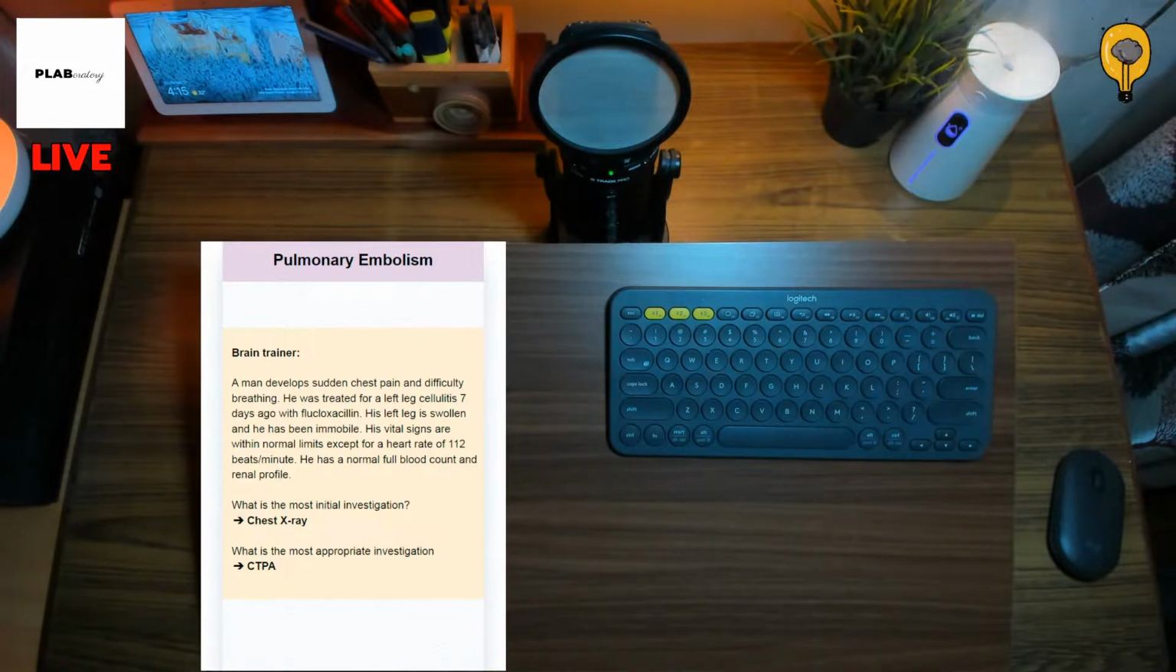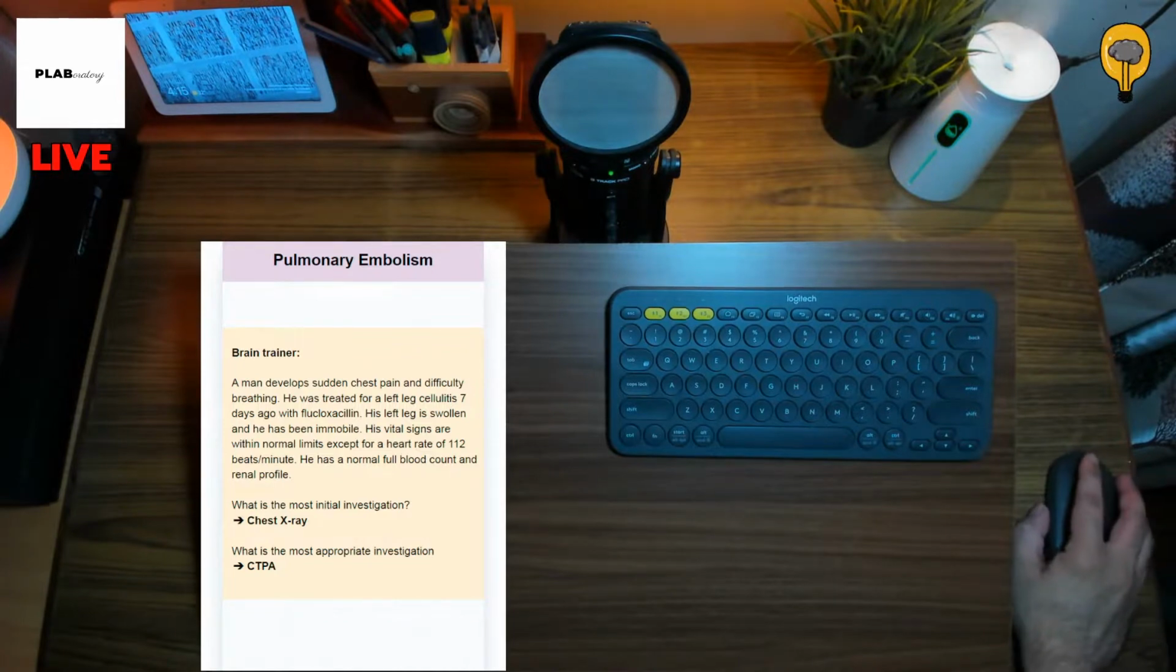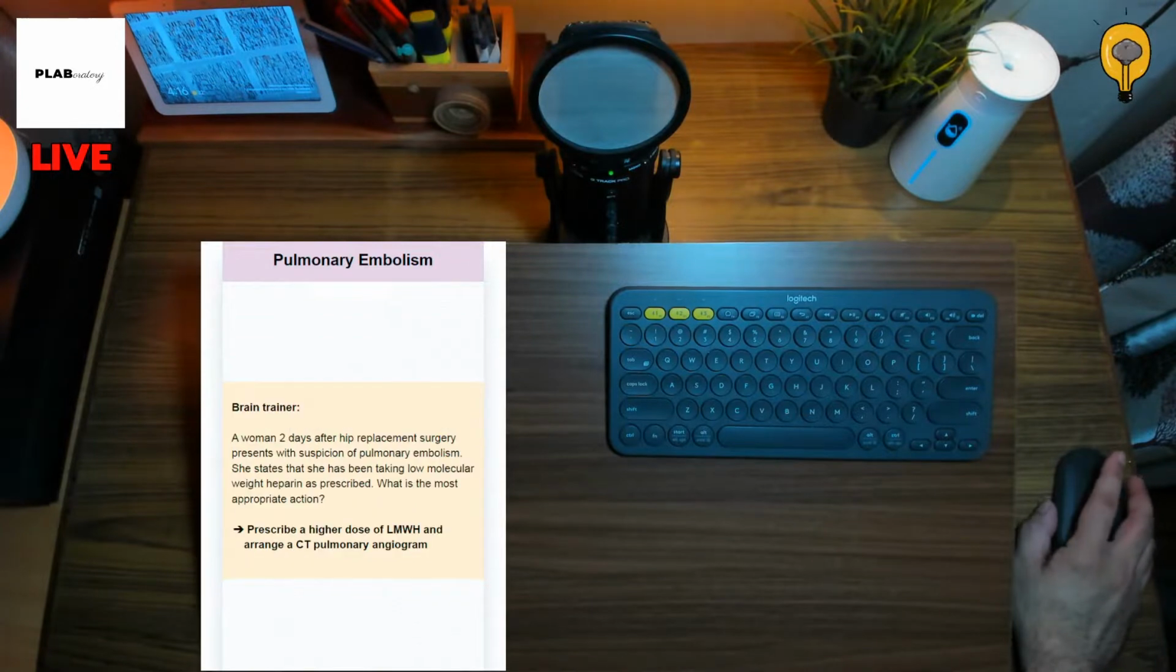We have to see here that the patient has been immobile. His left leg is swollen. And the patient is having symptoms like sudden chest pain, difficulty in breathing, and there is tachycardia as well. So all these are pointing towards pulmonary embolism, and in that case, obviously, initial investigation would be chest X-ray, and definitive or most appropriate would be CT pulmonary angiogram.